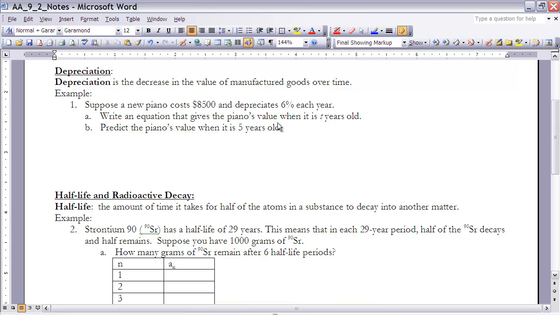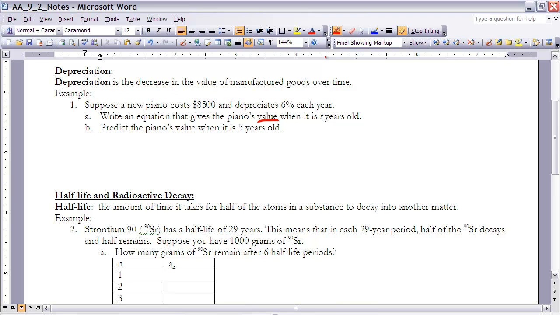First of all, we're looking at depreciation. When we talk about depreciation, basically that's just the decrease in value of manufactured goods over time. So let's take a look at example 1 here. It says, suppose a new piano costs $8,500 and depreciates 6% each year. Write an equation that gives the piano's value after t years, or when it's t years old. And the key is that we want our equation to represent the value of that piano, not how much it's depreciated, but what is its value.